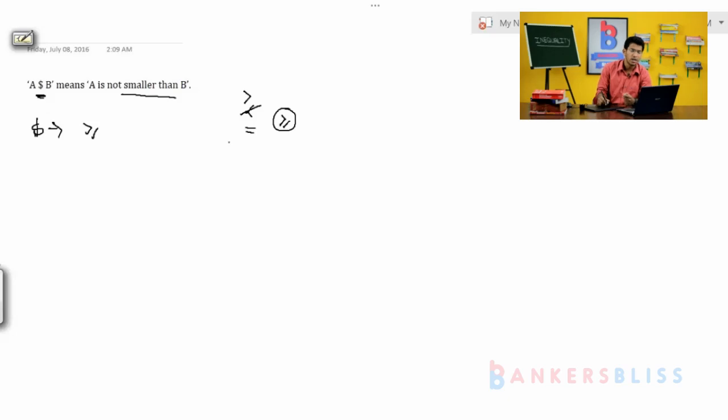Once again I will repeat, guys. When we have the coded form of inequalities, first we write the greater, lesser and is equal to sign. Then we write the symbol and see what it indicates. Dollar indicates not smaller than. Not smaller than means I cancel the smaller. Then we have greater and equal, and I merge them. So dollar is greater than or equal to. Is it clear?